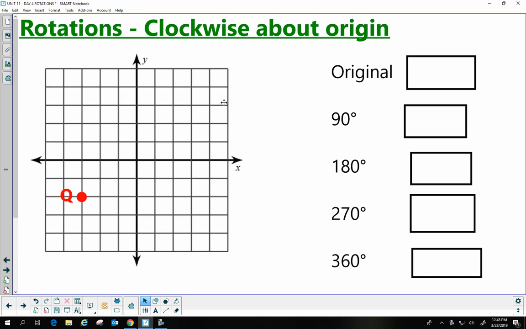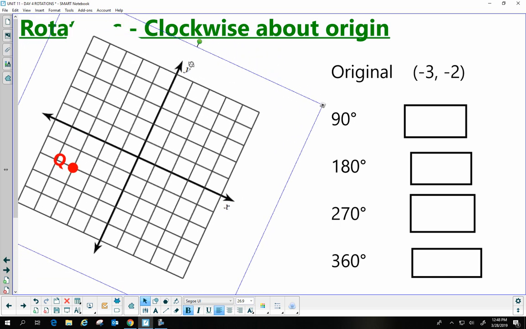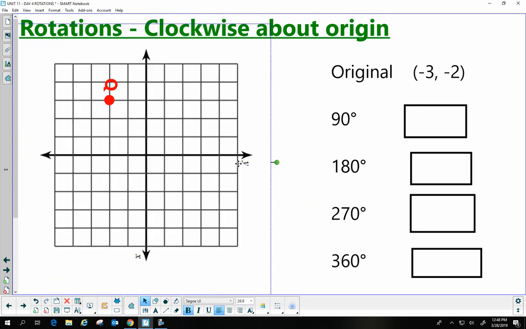What's really nice is if you have a graph like this, you can literally rotate your page and then read your new coordinates. Right now I have coordinates for Q of -3, -2. If I rotate that clockwise this way to the right, 90 degrees, I have new coordinates. Now I need to look at my coordinate plane as if nothing happened. So even though this is y, this is my x-axis, and this is my y-axis. So now my coordinates are -2, 3.